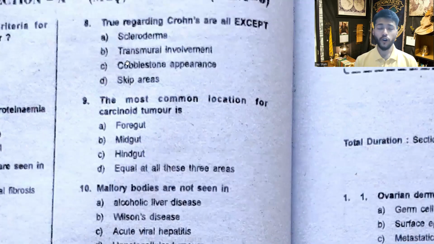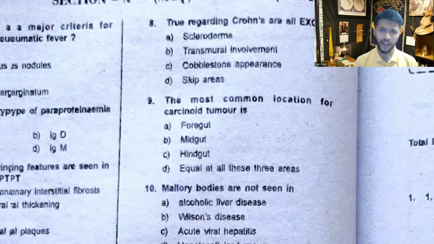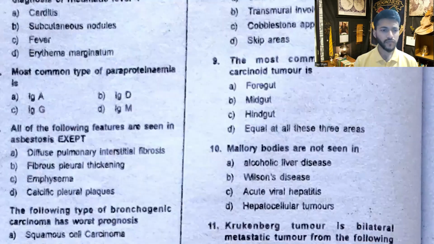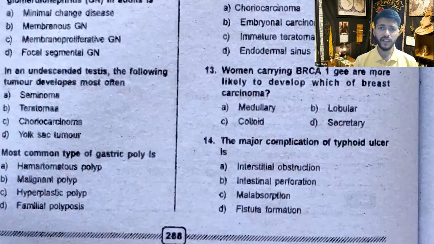True regarding Crohn's are all except. So what is Crohn's? Chronic granulomatous inflammation. Does it have scleroderma? Let's see. We don't know yet. Transmural involvement? Yes. Ulcerative colitis is only mucosal involvement. Crohn's is transmural involvement. Cobblestone appearance? Yes. Skip metastasis or skip areas? Yes. Not skip metastasis, my bad. Skip areas? Yes. Whether ulcerative colitis is continuous.